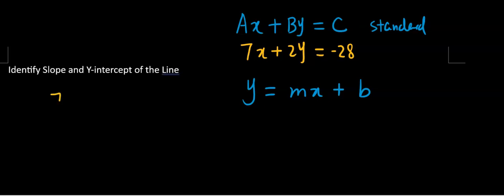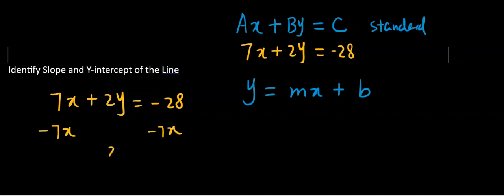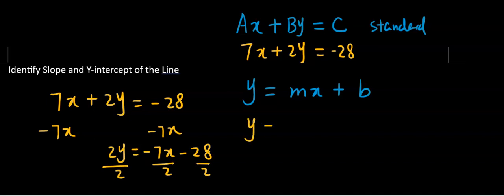I'm going to use the space right here, copy it down, and subtract 7x from each side, and we have 2y equals negative 7x minus 28. And then we're going to divide by 2. We're going to put it down here. So we have y equals negative 7 over 2x minus 14.